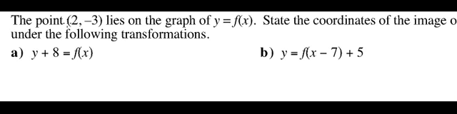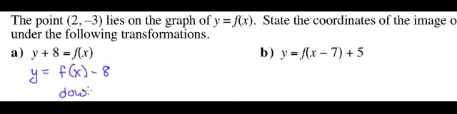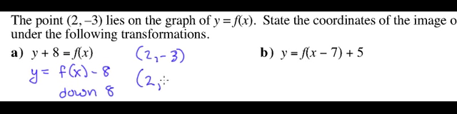Example number 3. The point 2, negative 3 lies on the graph of f of x. State the coordinates of the image under the following transformations. Okay, so let's move this 8 over to its friendlier position. What translation is this? It's vertical, because it's outside the function, and negative means it's down. So this entire curve is going to go down 8 units. That means if the point 2, negative 3 was on the original function, it's going to go down 8 units. That doesn't do anything to the x-coordinate, but it decreases the y-coordinate by 8.